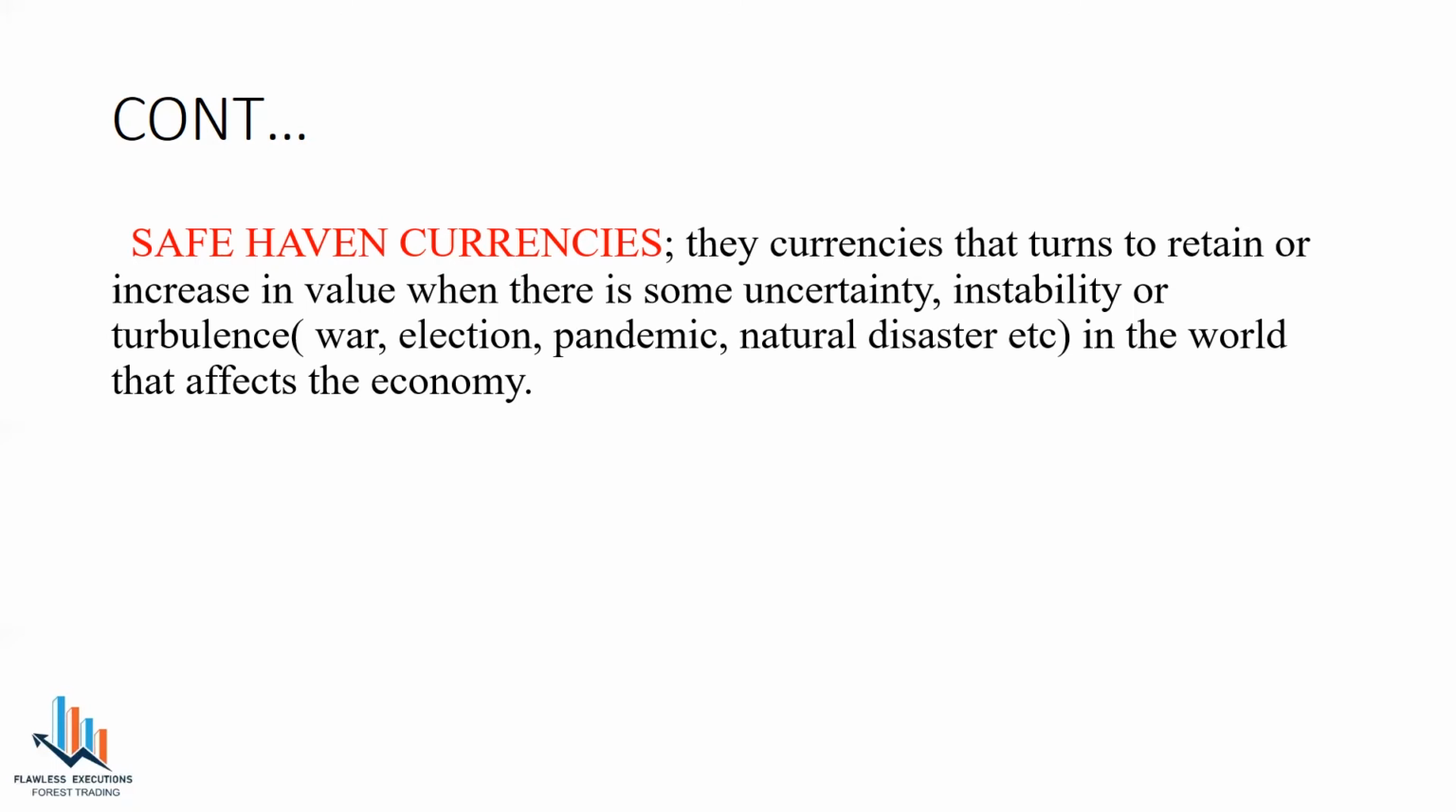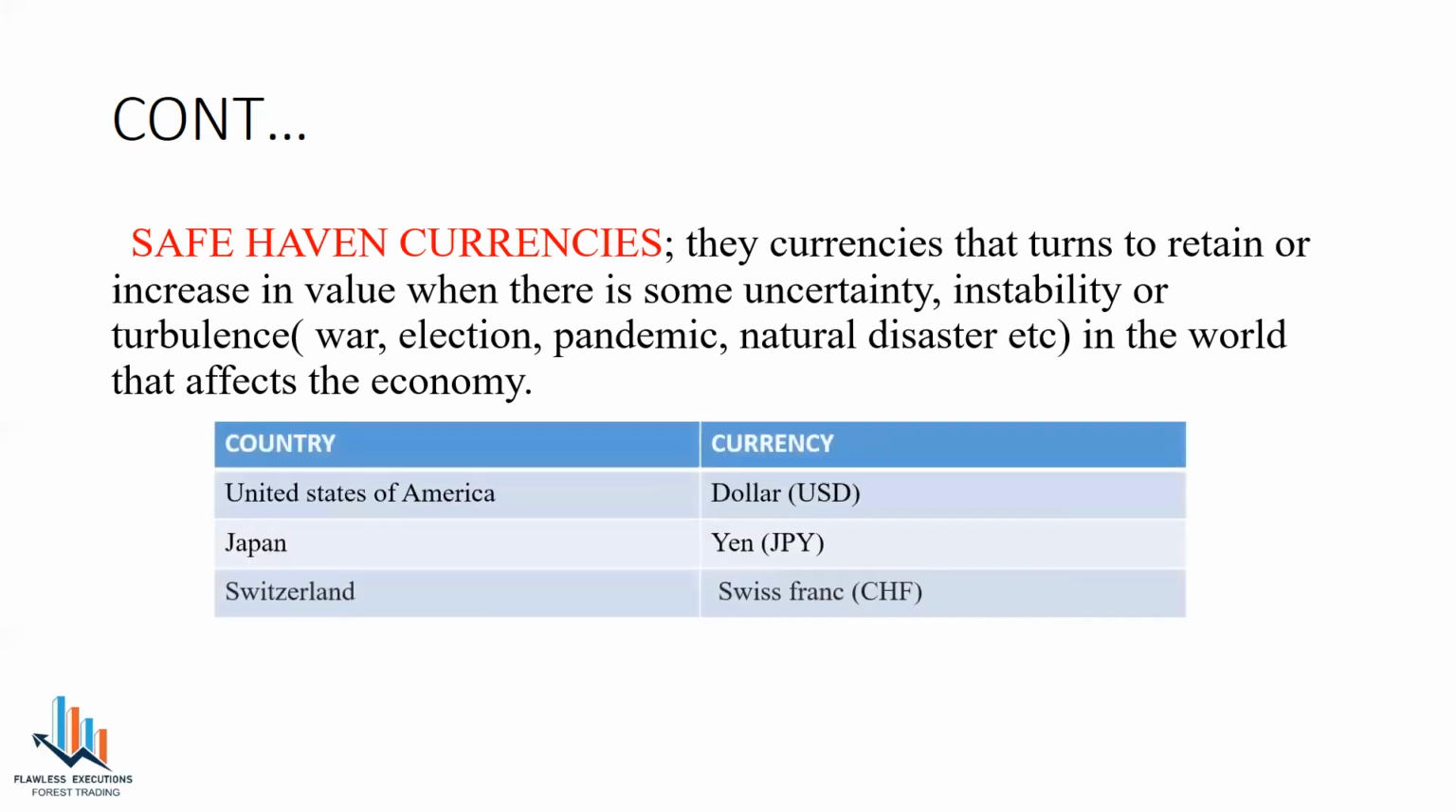They are the safe haven currencies. So these are the uncertainties: war, political elections, a pandemic, or a natural disaster in the world that affects the economy. So we have the United States dollar, the Japanese yen, and the Swiss franc. These are the safe havens. Look at the name, safe haven currencies. They are safe when we have some uncertainty.